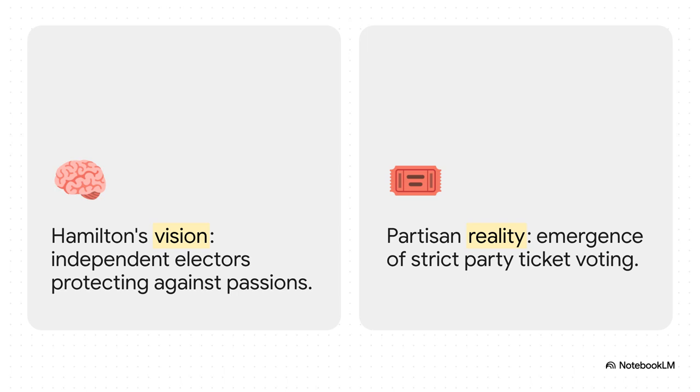The framers originally designed the Electoral College as this calm, deliberative body. They envisioned independent electors, chosen for their wisdom, acting as a filter to protect the presidency from popular passions. But look at the right side. The reality is, organized political parties popped up almost immediately. So instead of independent deliberation, electors just started voting strictly down party lines. That grand theoretical design from 1787 was completely overtaken by partisan campaigning in just a few short years.